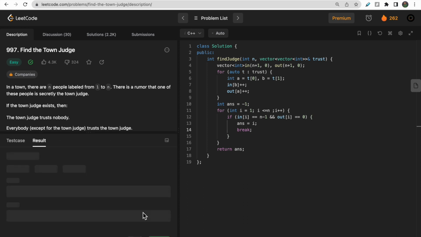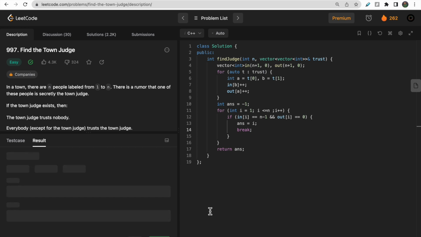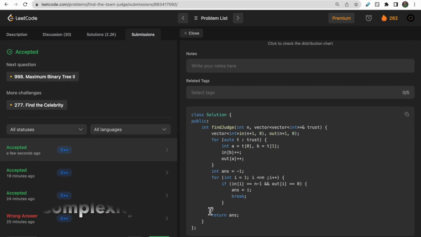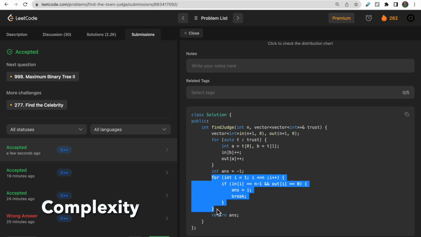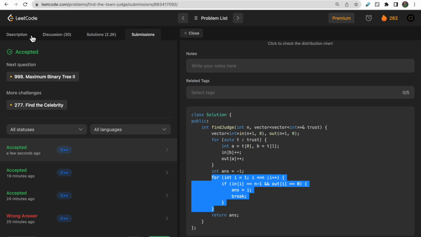So let us now try to run this solution, and let us try to submit this. So yeah, our code got accepted. Now talking about the time complexity. The time complexity for this solution is big O of n, as well as the space complexity is big O of n. More specifically, the space complexity is big O of 2 into n. But overall you can say the time and space complexity are both big O of n, as we are traversing n elements and storing n elements.